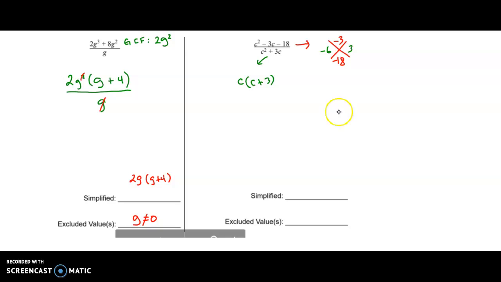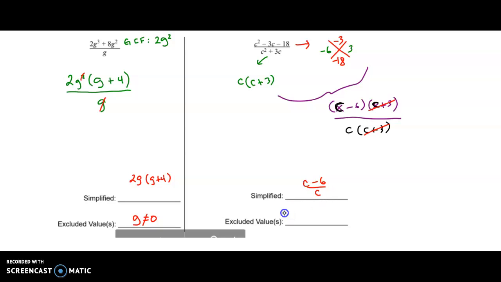All right. So putting that all together, up in the numerator, I'm going to have an x minus 6 times an x plus 3 over, or I'm sorry, those are c's, aren't they? Right? Let's change those to c. And then down here we have a c times c plus 3. And I'm noticing that c plus 3's cancel out, and that's all I can do, so I have c minus 6 over c.